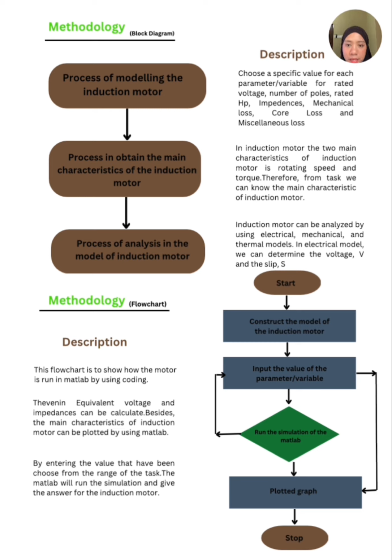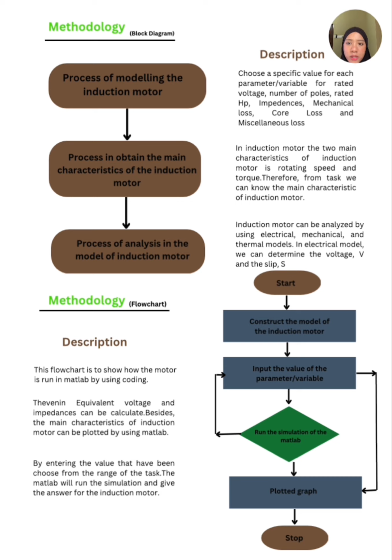So for the next part, we have methodology. In this part, we have two parts, which are block diagram and flowchart. So for the block diagram, in the process of modeling the induction motor, we have to choose a specific value for each parameter and variable, for rated voltage, number of poles, rated horsepower, impedance, mechanical loss, core loss, and others. Next, the process of obtaining the main characteristics of the induction motor.